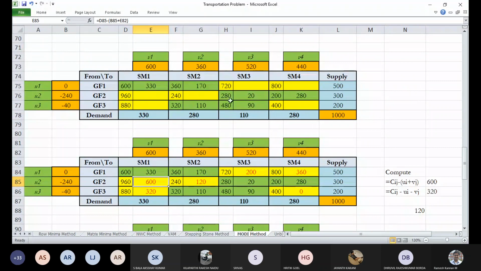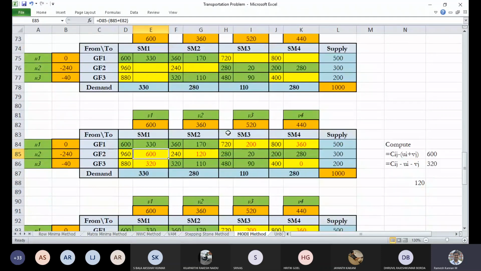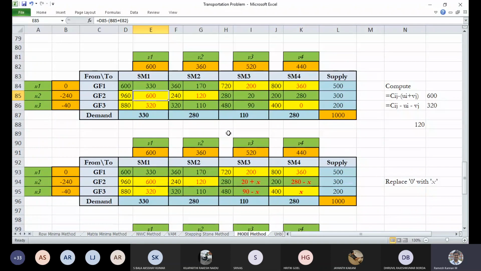And then in this case, we take a look at this table. Finally, when all the Ui, Vj and unallocated cells are computed, here it is a 0. So replace 0 with x wherever there is a 0 value in an unallocated cell. Luckily there is only one here, so we'll replace 0 with x. Once you replace it with x, this will become 90 minus x. When you add a value here, we'll be subtracting it somewhere down there.